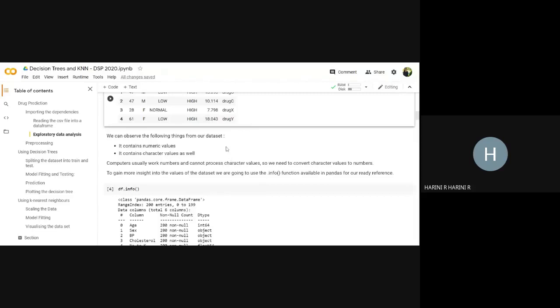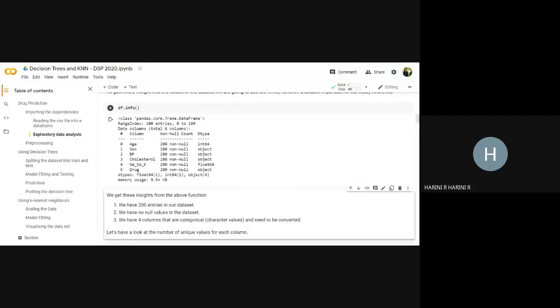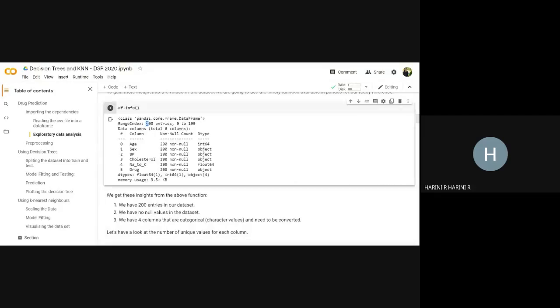To get a little more insight about this data frame, we do df.info. And here we see that it's giving us a little more insight about this data set. It says there are 200 entries, and in total columns 0 to 5, so 6 columns, out of which the last one is, of course, our target variable, what we want to predict in the end. And the first 5 columns are all features, attributes about the patient.